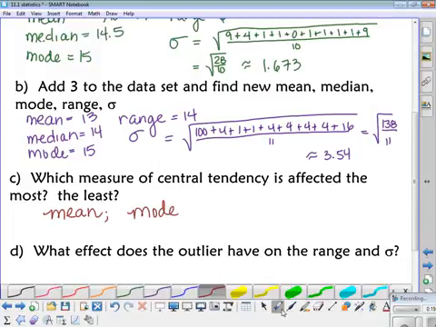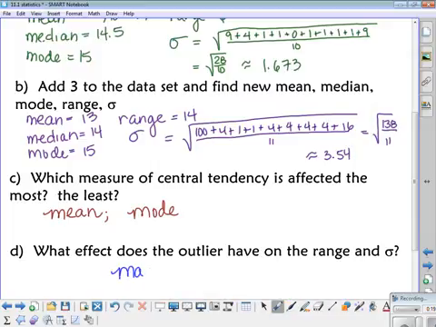It made both of them bigger, didn't it? And so it's the larger number because the data is more spread out. So your range and your standard deviation talk about the spread of the data. It made them both larger because now it's more spread out. Okay?